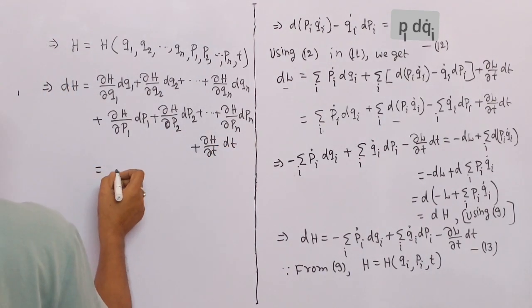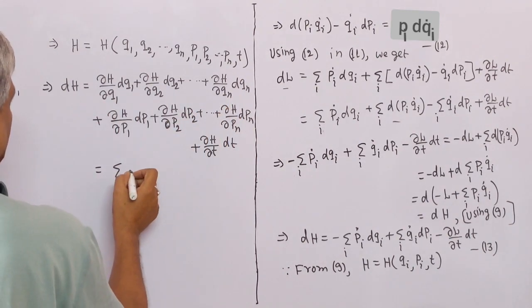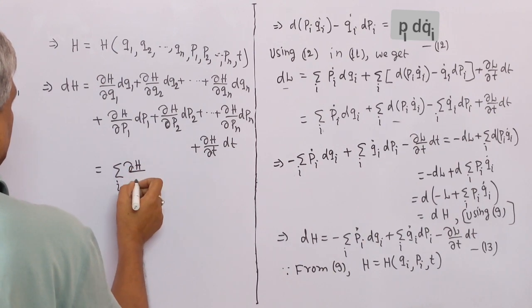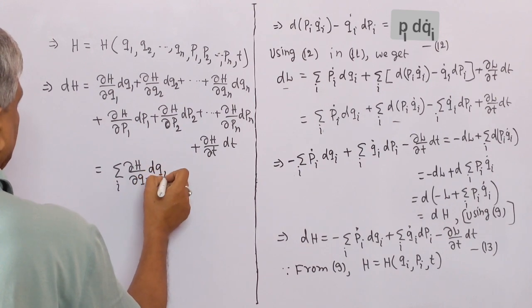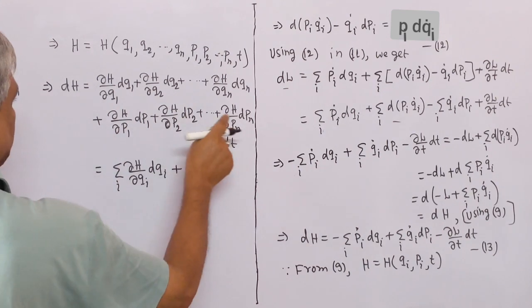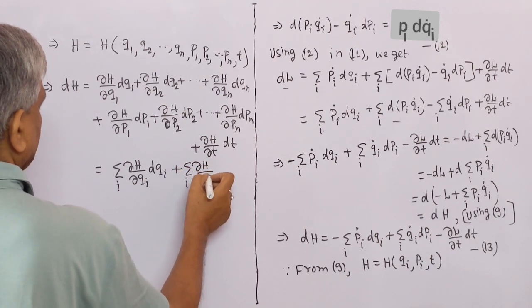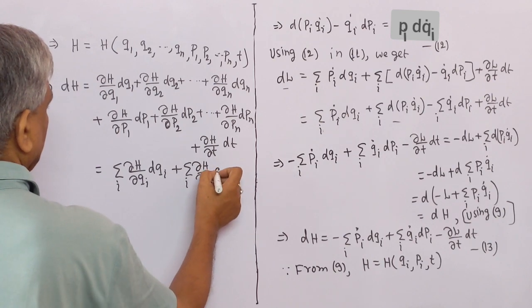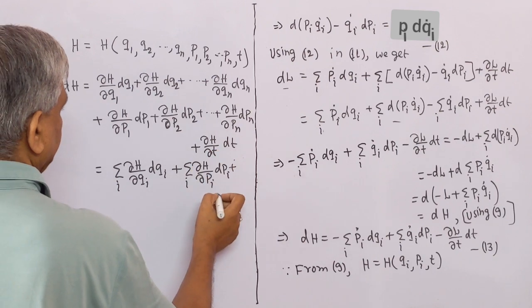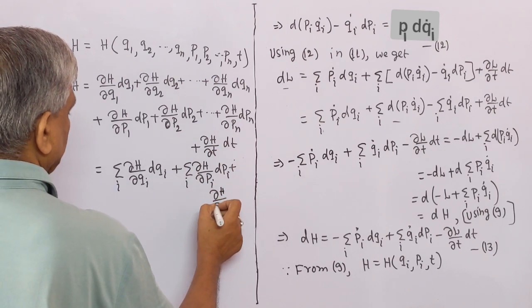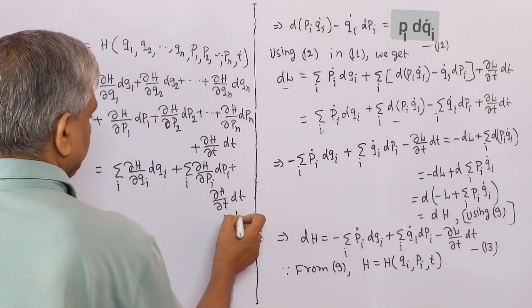and this will be equal to, from this to this, sigma i partial derivative of h with respect to qi dqi. From this to this we may write sigma i partial derivative of h with respect to pi dpi, plus only this term, partial derivative of h with respect to t dt. Let this be number 14.